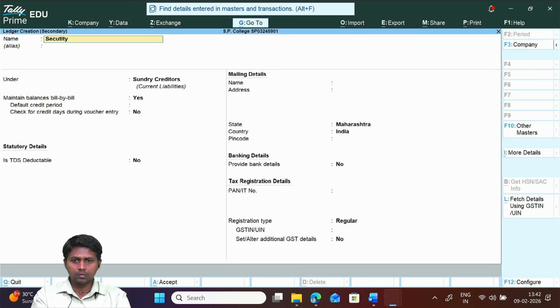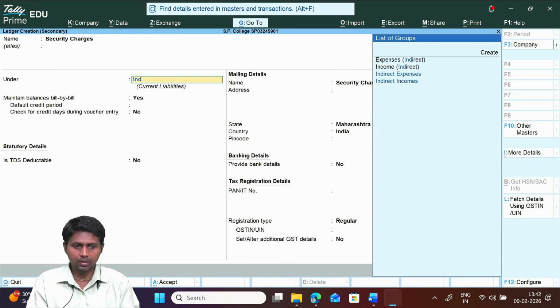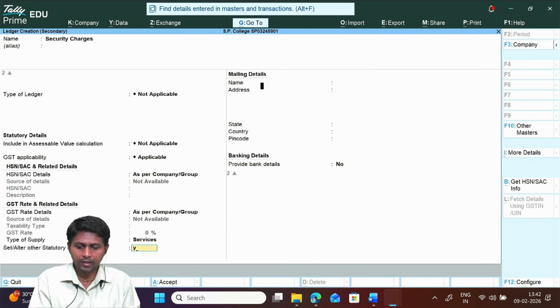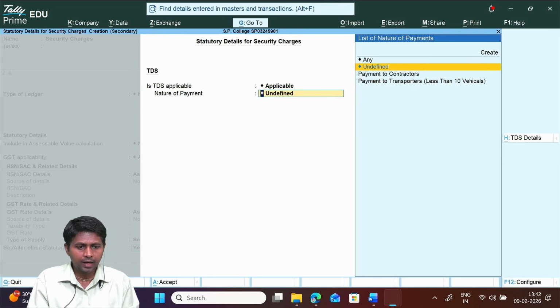Security charges. Then this will come under indirect expenses. Enter, enter, enter. No GST detail. Say set or alter, yes. Applicable, yes, here. And this will fall under contract. Payment to contractors. Enter, enter, enter, enter, enter.